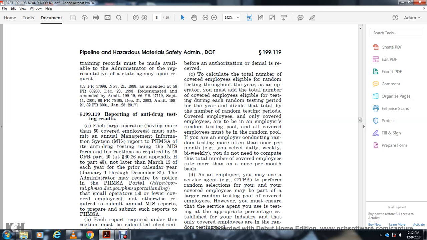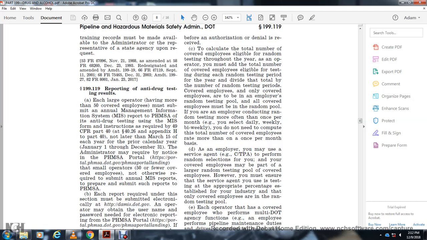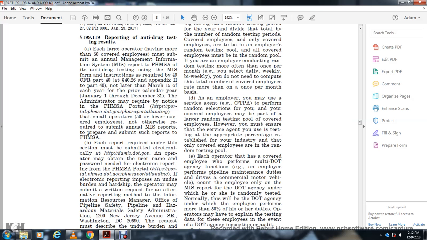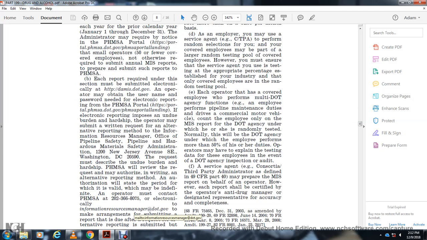Small operators with fewer than 50 covered employees are not otherwise required to submit the management information system report prior to submitting such reports to PHMSA. Each report required under this section must be submitted electronically at PHMSA.gov. Operators may obtain the use of a name and password for electronic reporting through the PHMSA portal, PHMSA.gov, the PHMSA portal landing.